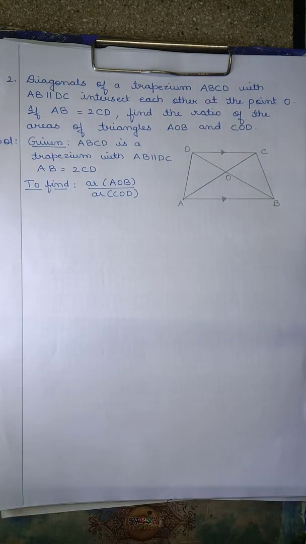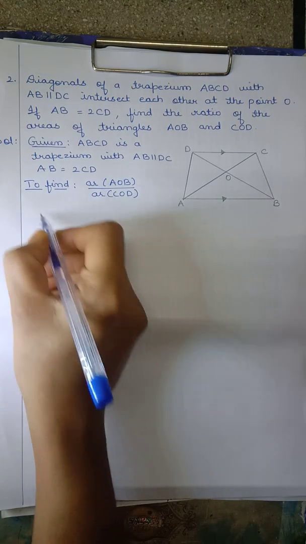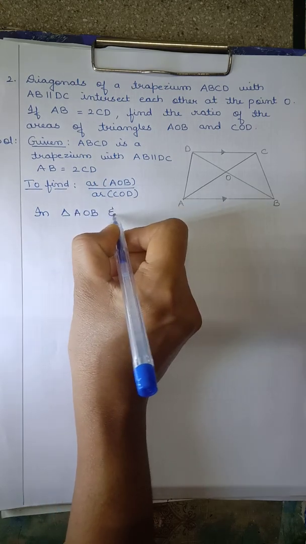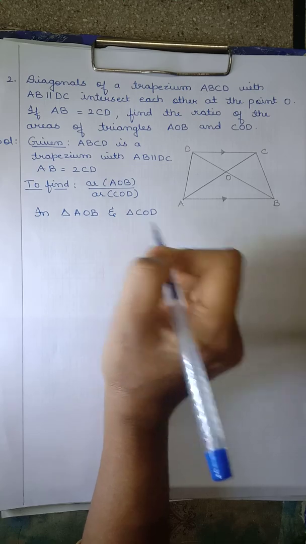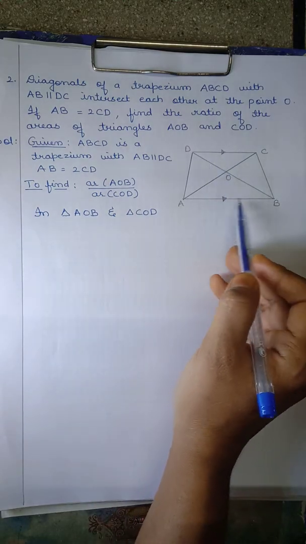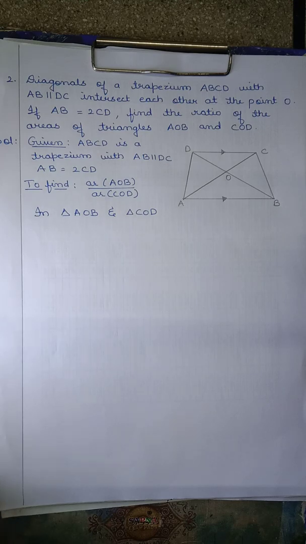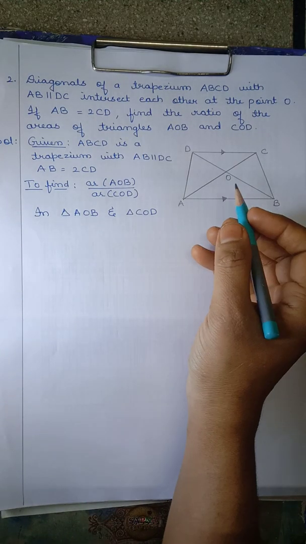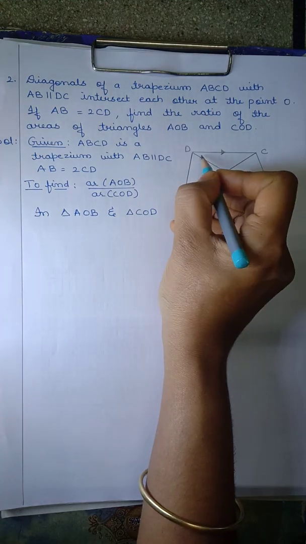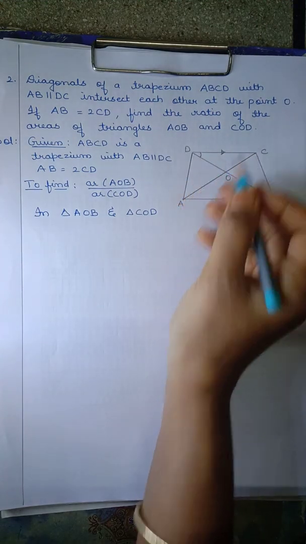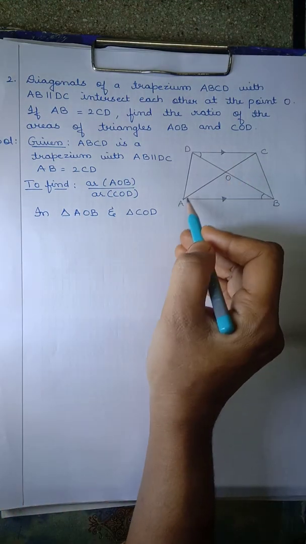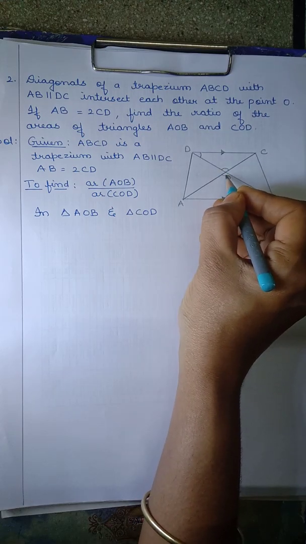Okay, children. So firstly let us prove triangle AOB is similar to triangle COD. So first write in triangle AOB and triangle COD. Now how will you prove that they are similar? Now we know that AB is parallel to CD. So therefore alternate angles will be equal. Yes. So now here angle ODC corresponds to angle OBA. Okay, you can take the other alternate angle also, or you can also take the vertically opposite angle.